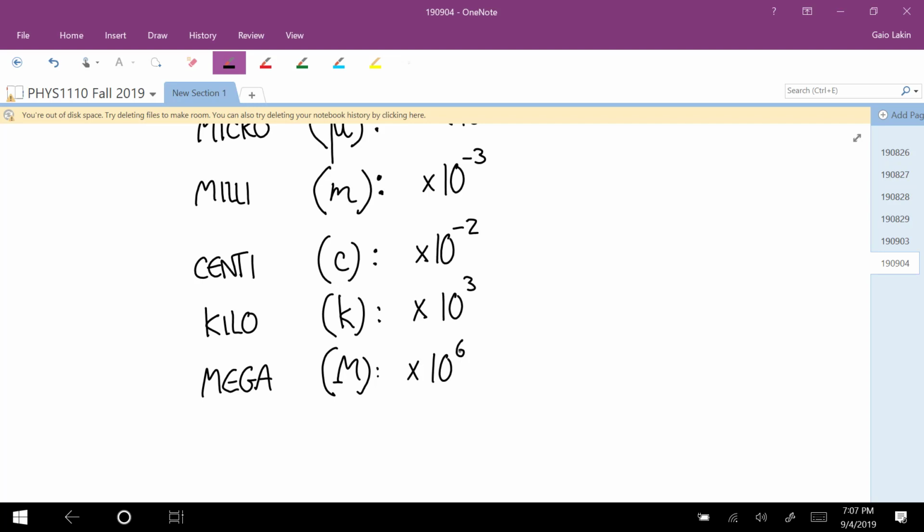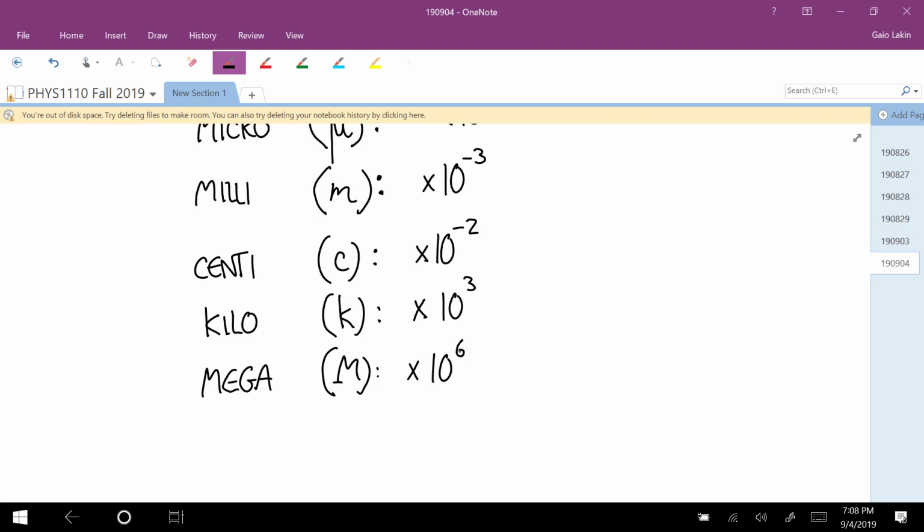And I guess now with computers, as computers keep getting faster, we get more and more used to dealing with the bigger ones of these. You know, we're used to nanoseconds and gigabytes and terabytes and stuff like that. But you can look up those if you want other ones, but those are the ones we're going to see the most.